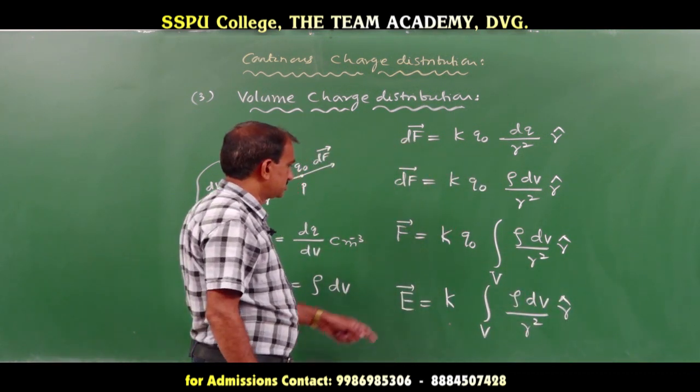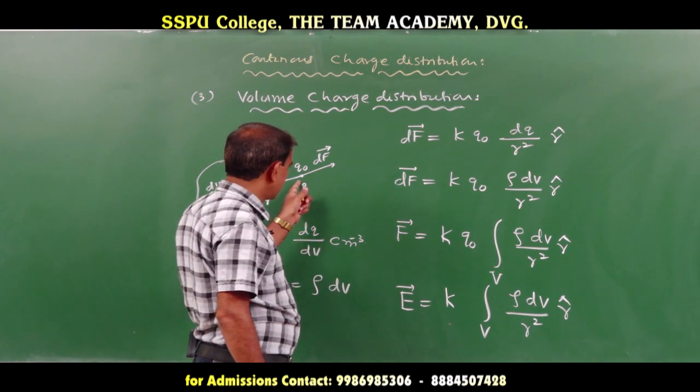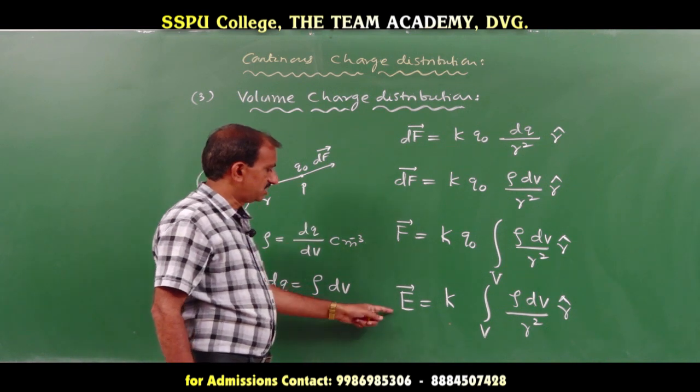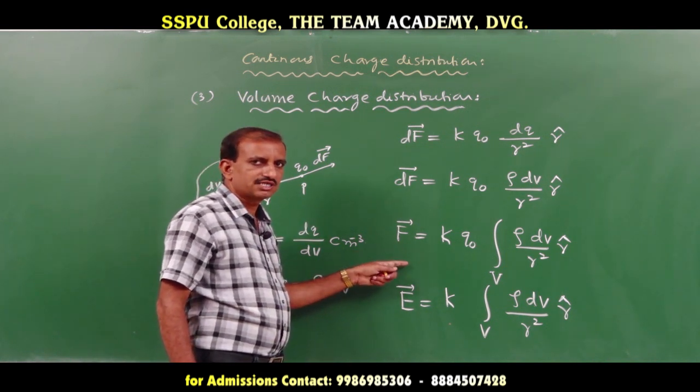So, this is the force on the charged particle q naught placed at point P. This is the electric intensity at P. So, E and F are acting in the same direction.